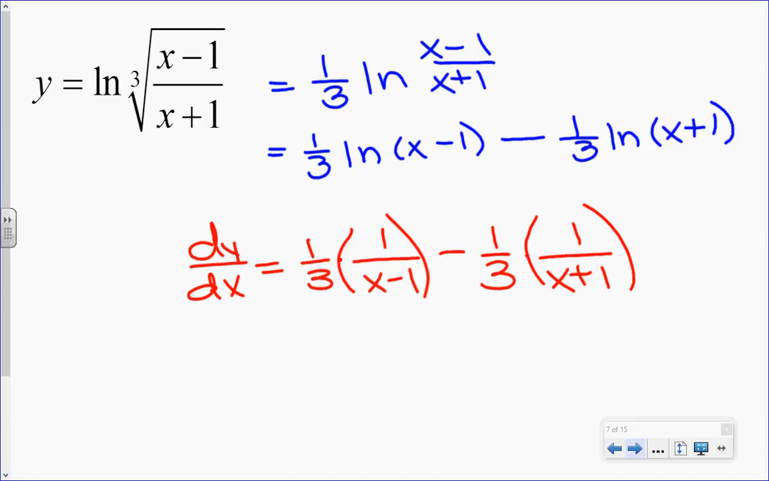Like the 1/3? Okay, so anytime we have a constant multiplied together, you could do the product rule, but the derivative of a constant is going to be 0, so half of the product rule is going to go away anyway. So that constant is just going to stay along with the derivative. Does that make sense? Okay.